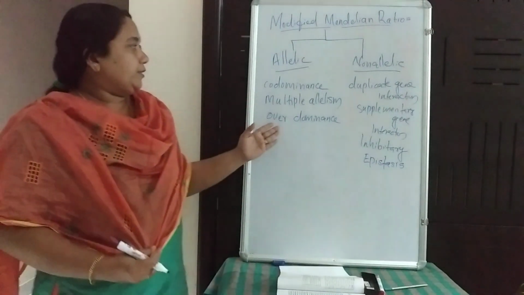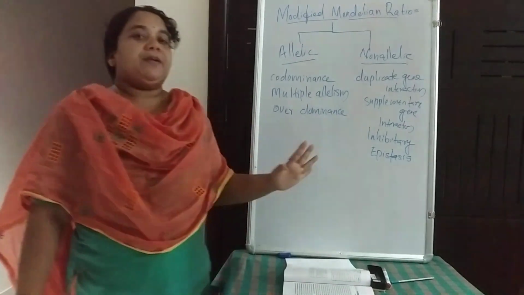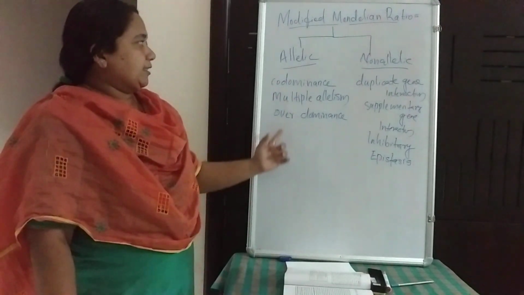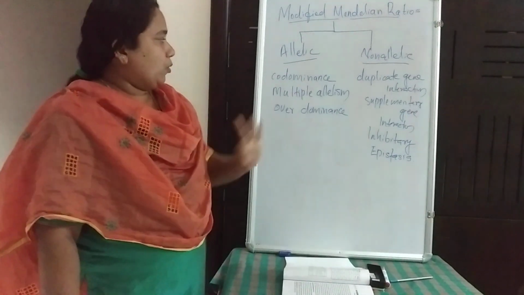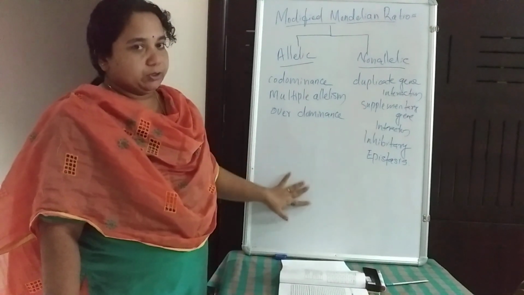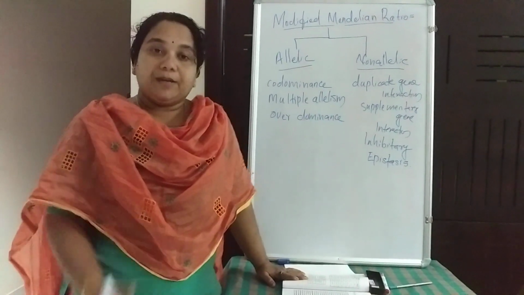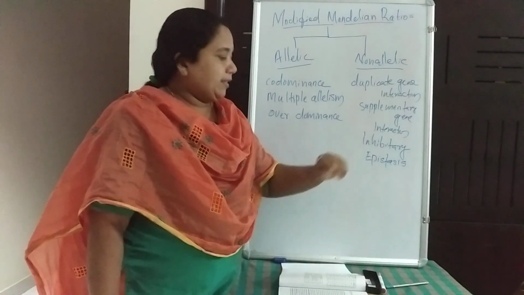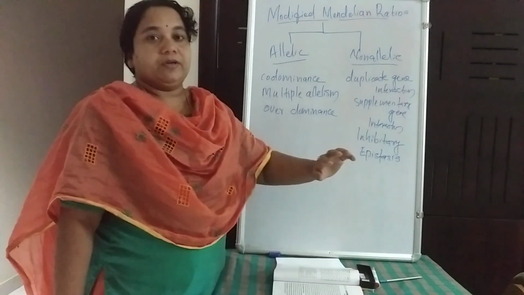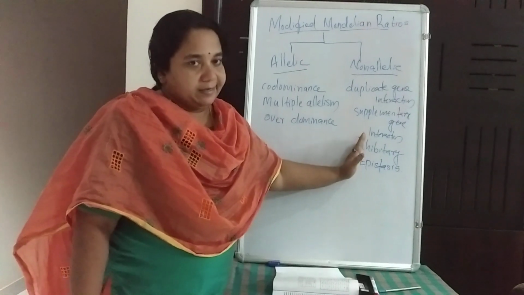These terms, I am sure, are not familiar to you. You are always familiar with the monohybrid and dihybrid ratios of Mendel. Once again, go through the examples of allelic interactions: codominance, multiple allelism, overdominance and so on. And for non-allelic interaction: duplicate gene interaction, supplementary gene interaction, inhibitory gene interaction and epistasis and so on. These are the examples of allelic and non-allelic interaction.